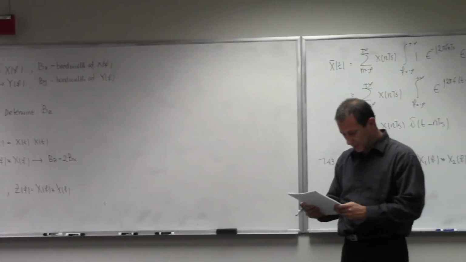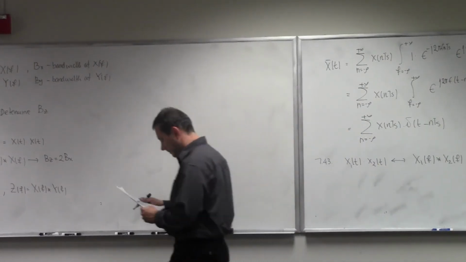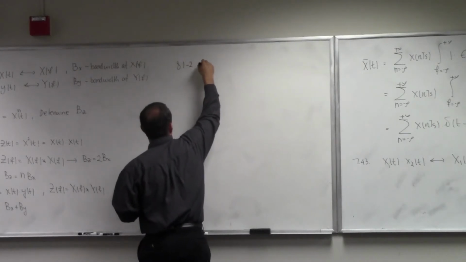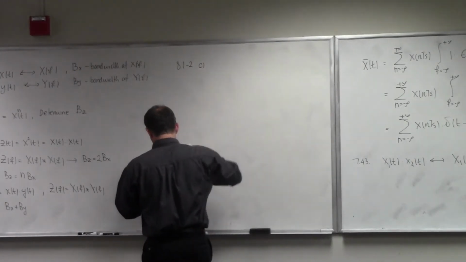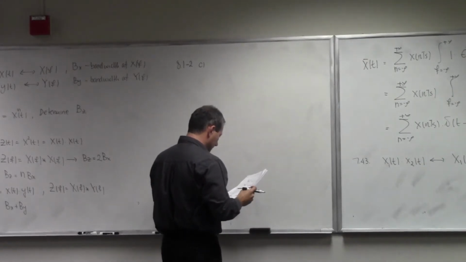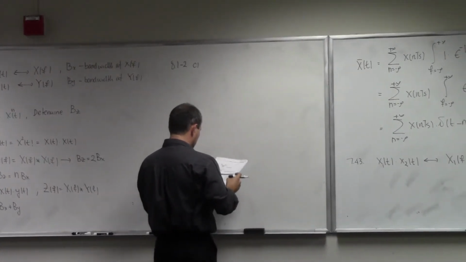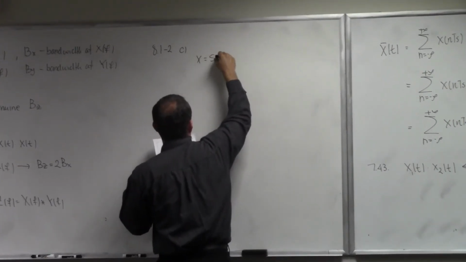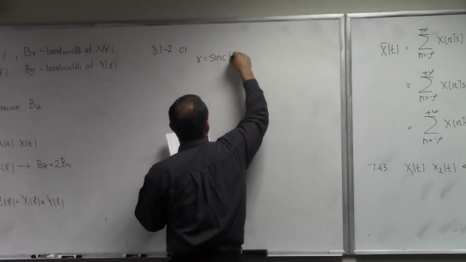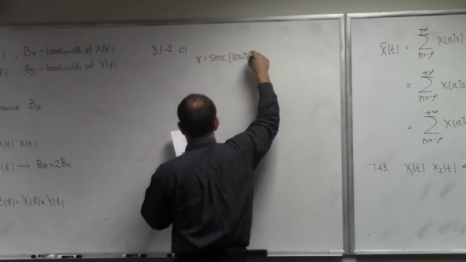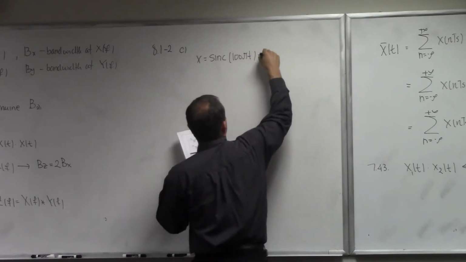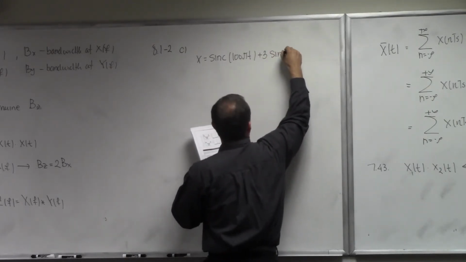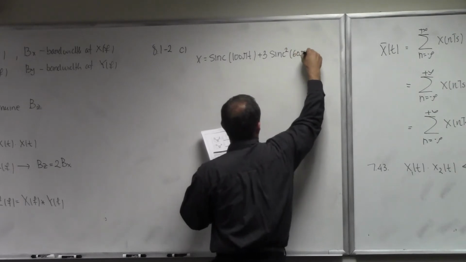8.1-2 point C. It says, determine the Nyquist sampling rate and the sampling interval for the signals. So here x is equal to sinc of 100 pi t plus 3 sinc squared of 60 pi t.